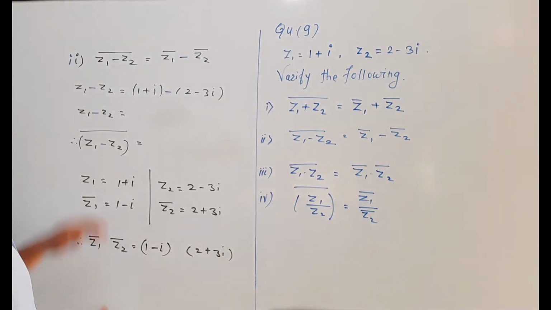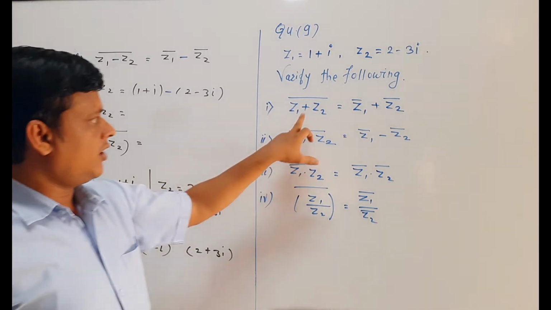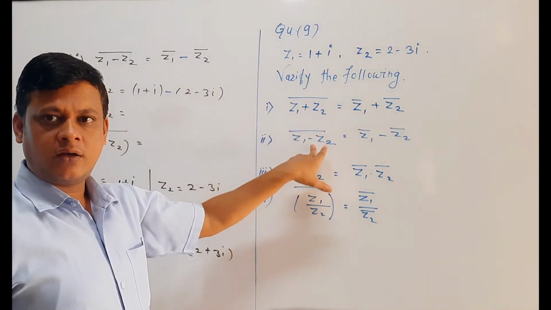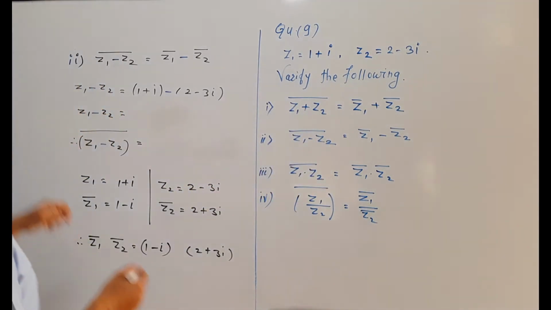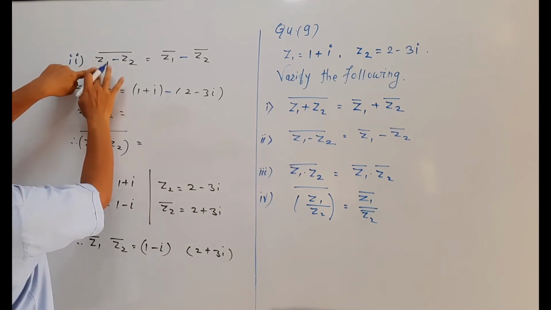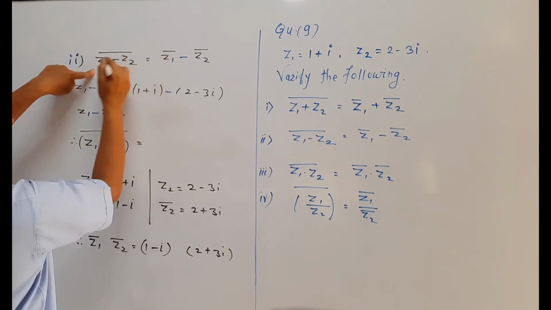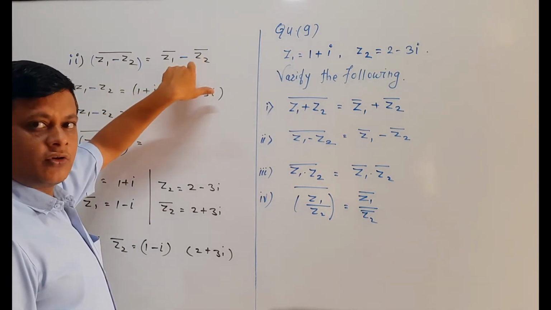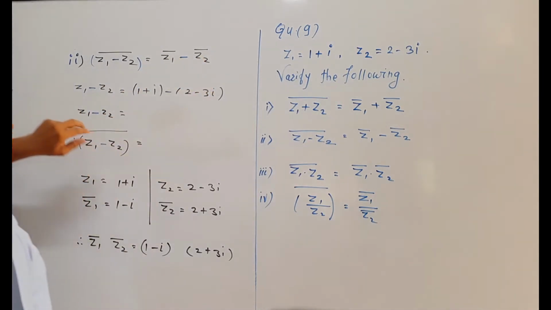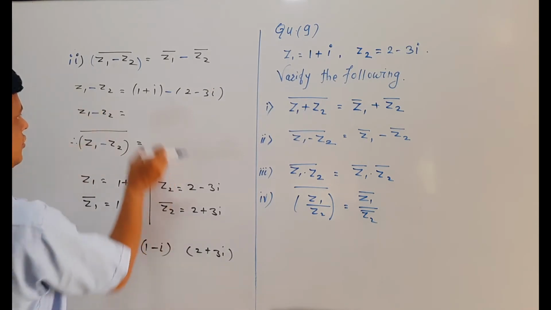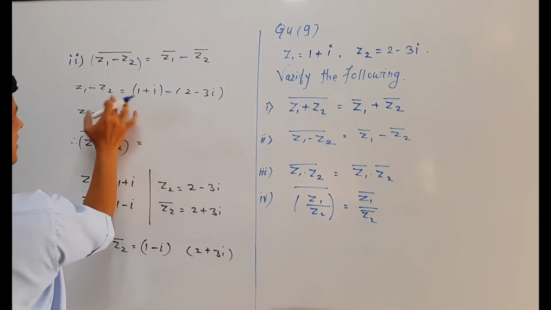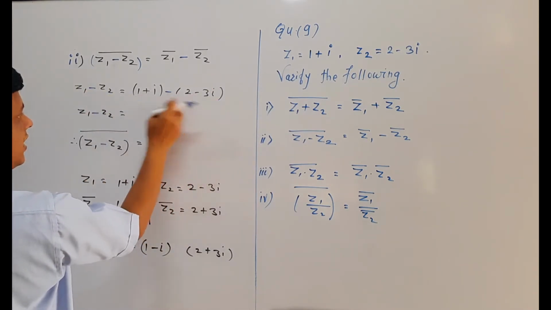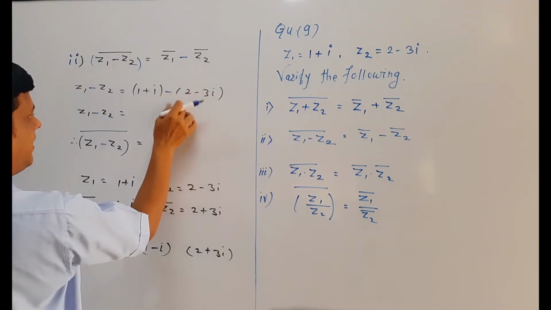Now see the second sub question. So instead of addition we have to take subtraction. So we write the second sub question: the conjugate of z1 minus z2 equals the conjugate of z1 minus the conjugate of z2. So we first calculate z1 minus z2. We write z1 as 1 plus i, z2 as 2 minus 3i. Now multiply the second bracket by the minus sign.